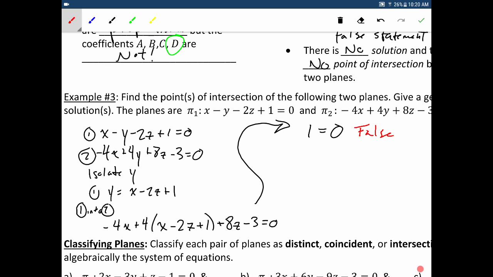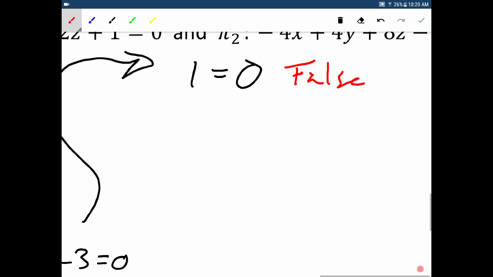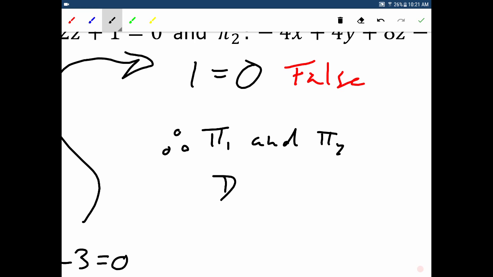Okay. So from there, obviously, that's basically it. I mean, you know at that point, once you get that, you can say that there is no point of intersection. So therefore, pi 1 and pi 2 do not intersect.